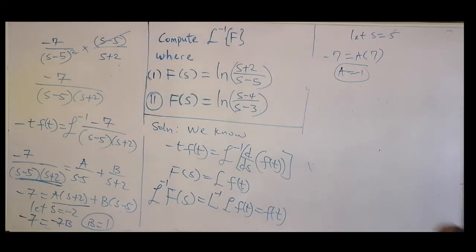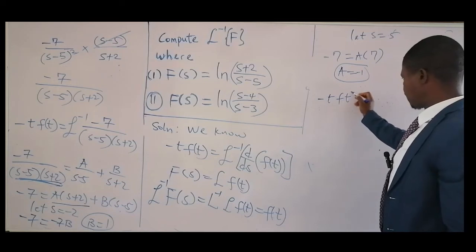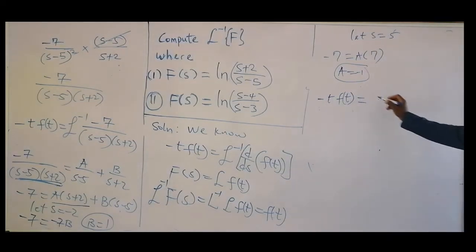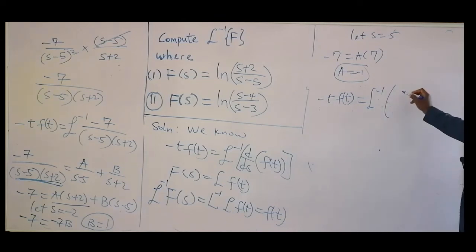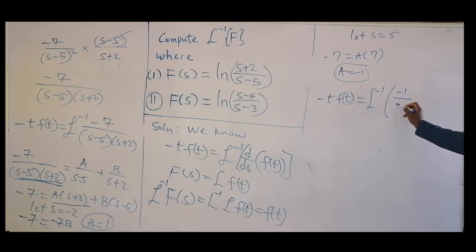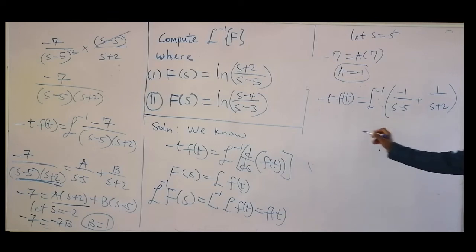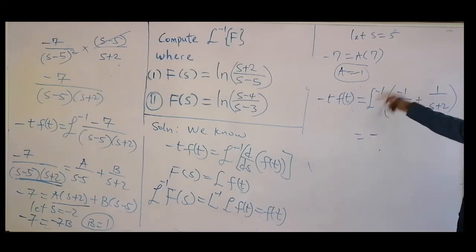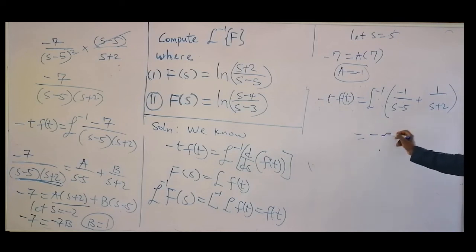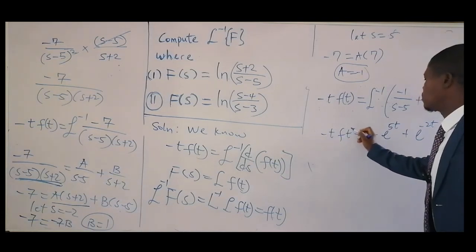So we can go back to our solution: minus t f of t equals the inverse of the fraction, A over (s minus 5), where A is minus 1, plus 1 over (s plus 2), since B is 1. The inverse of this will be minus e to the 5t, plus the inverse of this also, that will be e to the minus 2t. That's minus t f of t.